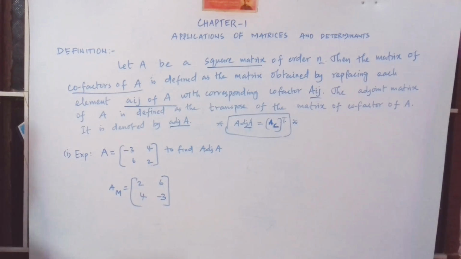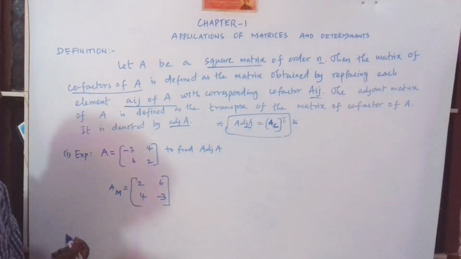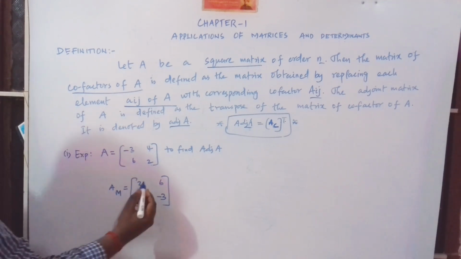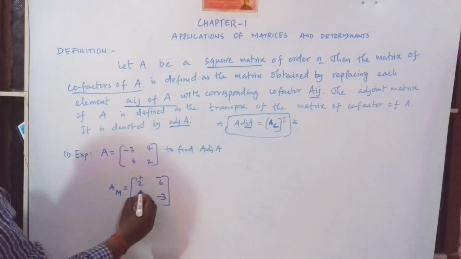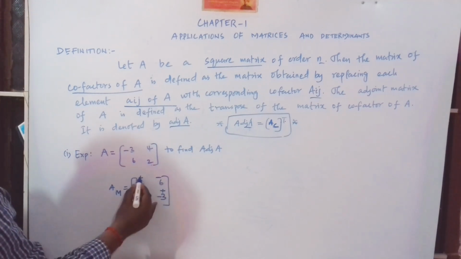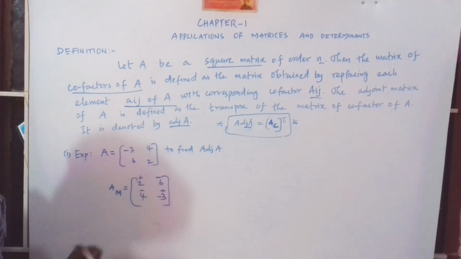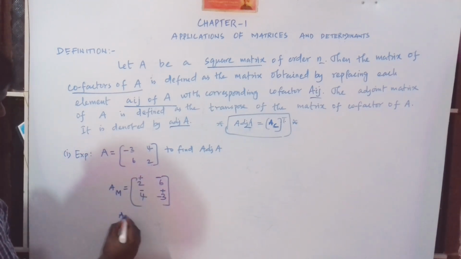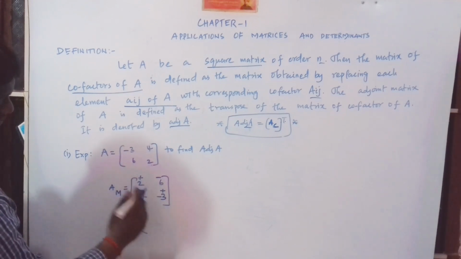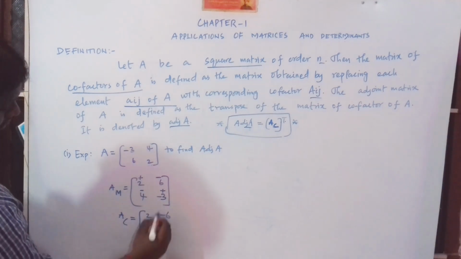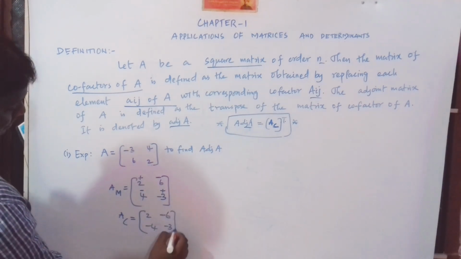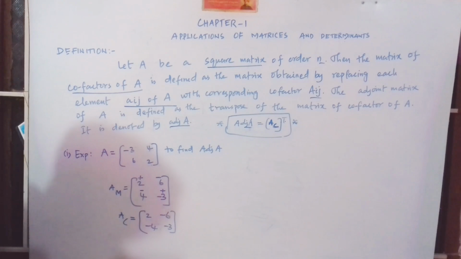Next, how to find the cofactors? Cofactor means sign conversion. So how to find the sign conversion? The first value is plus, second is minus, then minus, plus, alternate signs; plus means minus, minus means plus. This is called sign conversion. Cofactor of A is plus 2, minus 6, minus 4, and plus into minus, minus 3. So this is called cofactor of A.